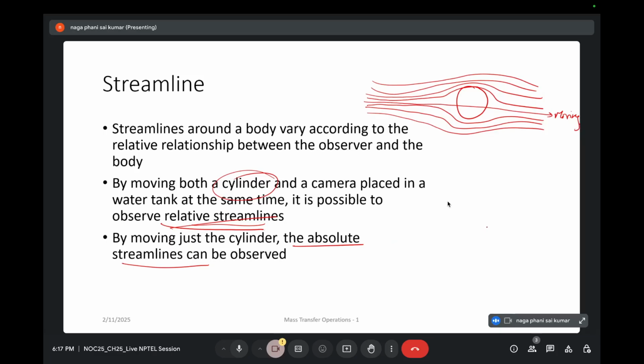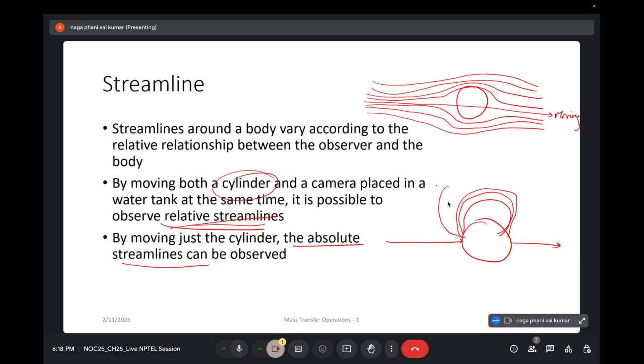So I'll just show you how relative streamlines look. Let's say this is moving, and along with this, the camera, or you may call it the reference point, is also moving. Then this is how the streamlines look.